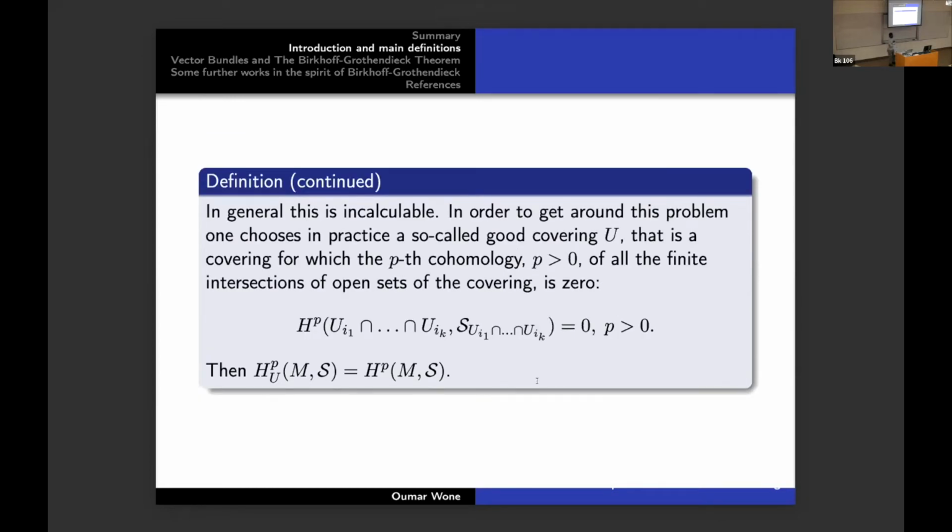What happens is that in general, this is incalculable. So how does one get around this? One chooses in practice a so-called good covering. There is a covering for which the cohomology H^p, with p strictly greater than 0, of all finite intersections of open sets of the covering is 0. And in this case, we have that the cohomology group of M with coefficients in S relative to U is equal to the direct limit.